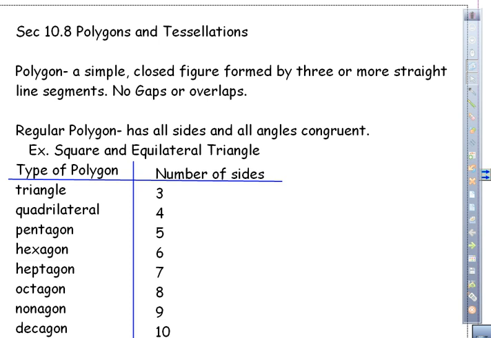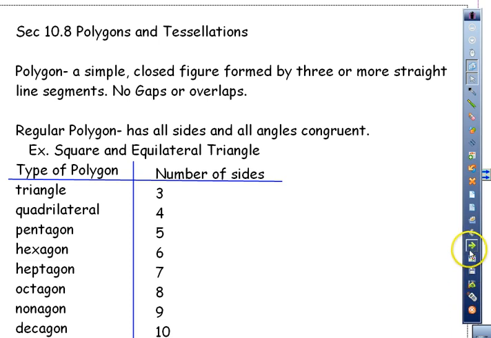or overlaps. Now we can see that we have the types of polygons and the number of sides that are related to that. One thing you need to be looking at is the first part of each of the words. Okay, that is what's helping you determine what the number actually relates to.